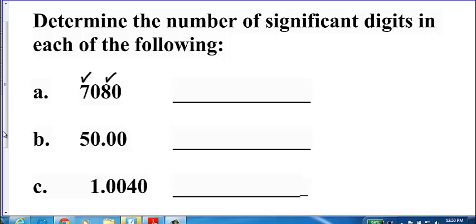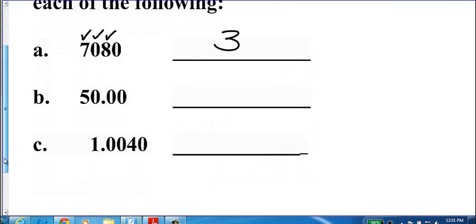So this zero is between the check marks. If the zero is between the check marks, the zero always counts as significant. So that captive zero will count. This zero is after the non-zero digit, and it will only count if there's a decimal point in the number. There's no decimal point in the number, so this is a placeholder. This only has 3 sig figs, okay? That's how we do it.